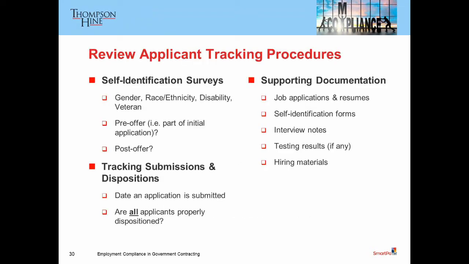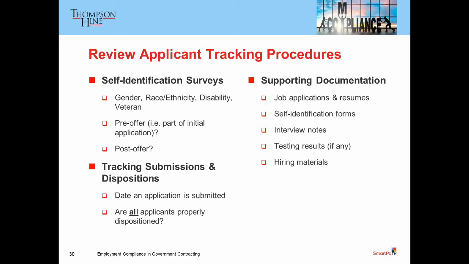Since we're on the topic of applicants, another key compliance thing you should do is undertake a review of your applicant tracking procedures. It starts with self-identification surveys. This is how you get that basic protected class information for gender, race, ethnicity, disability status, and veteran status. You want to make sure that you're actually asking these, making these voluntary surveys. First, are you doing it pre-offer as part of your initial job application? Is anyone who submits an application for employment being given the opportunity to self-identify this information? If they choose not to provide it, that's fine. You just need to give them the opportunity to do so.